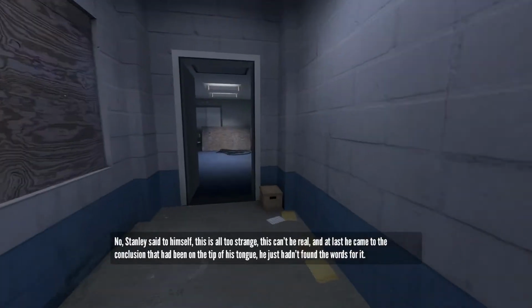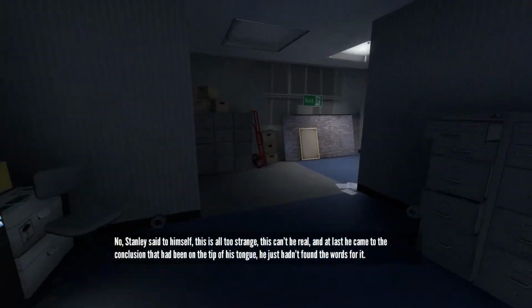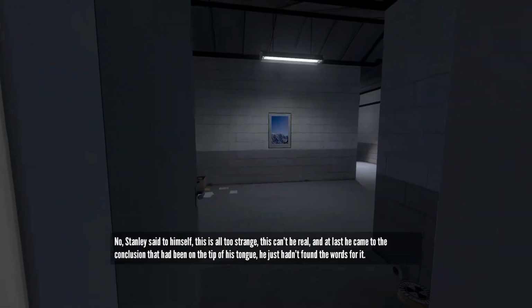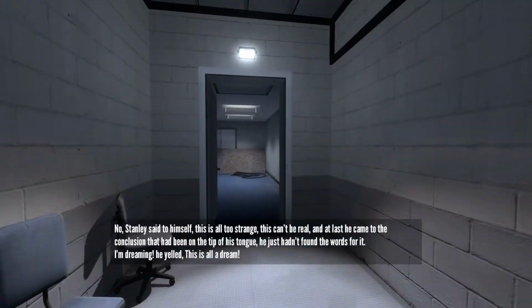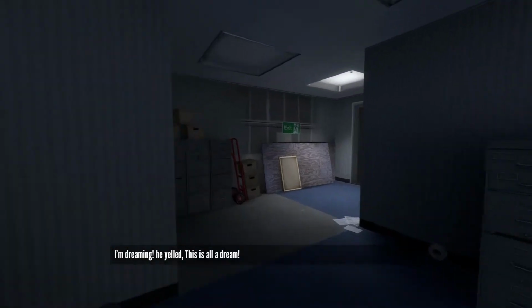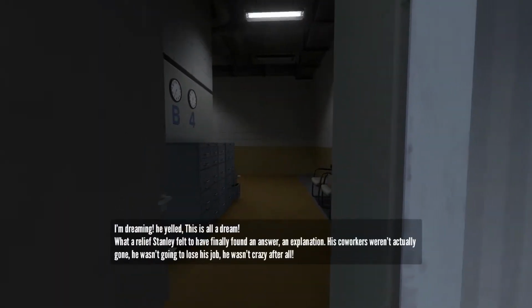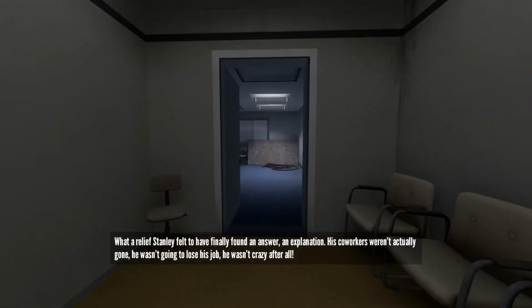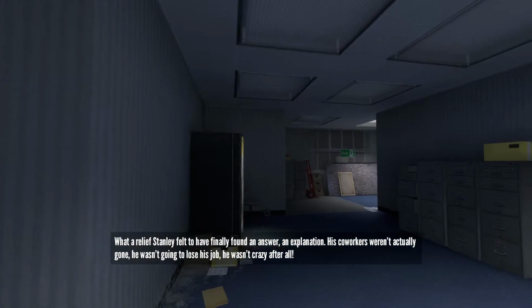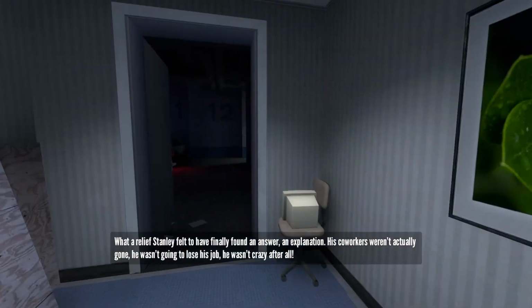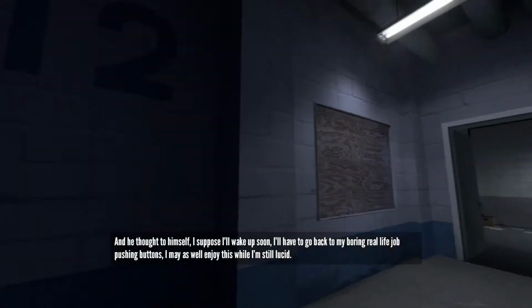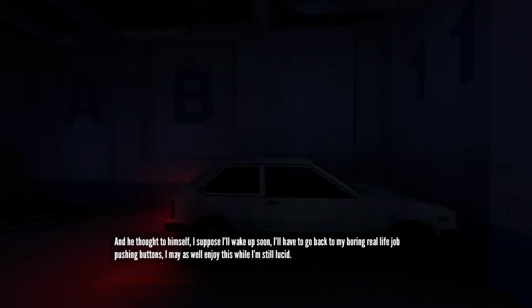No, Stanley said to himself, this is all too strange. This can't be real. And at last, he came to the conclusion that had been on the tip of his tongue. He just hadn't found the words for it. I'm dreaming, he yelled. This is all a dream. Oh, what a relief Stanley felt to have finally found an answer, an explanation. His co-workers weren't actually gone. He wasn't going to lose his job. He wasn't crazy after all. And he thought to himself, I suppose I'll wake up soon. I'll have to go back to my boring real-life job pushing buttons. I may as well enjoy this while I'm still lucid.